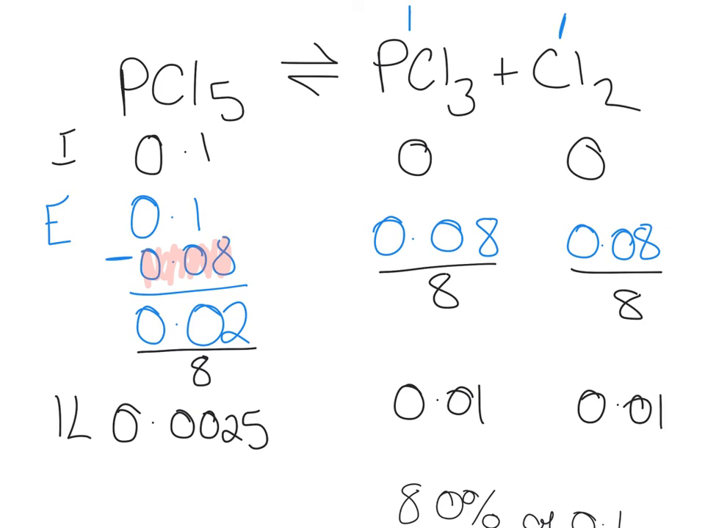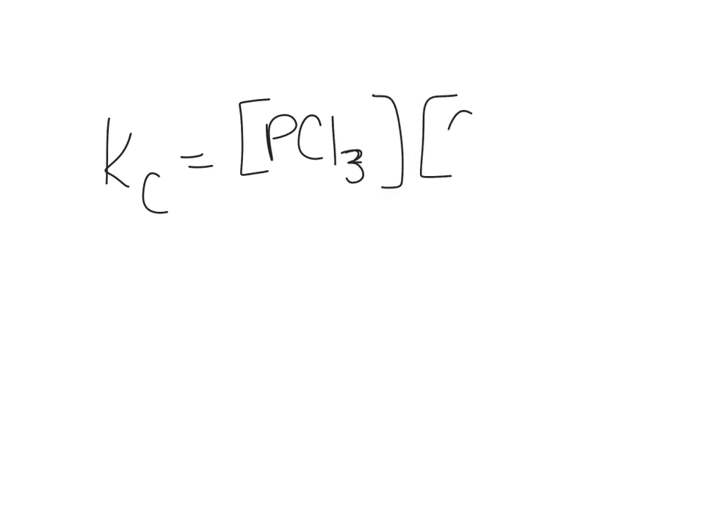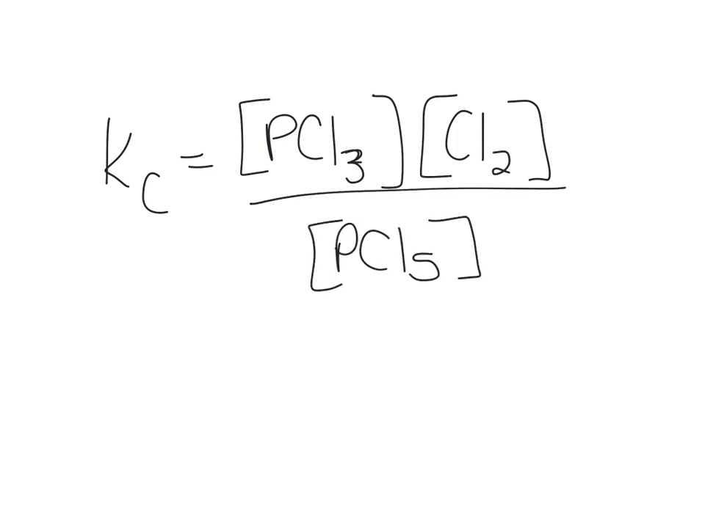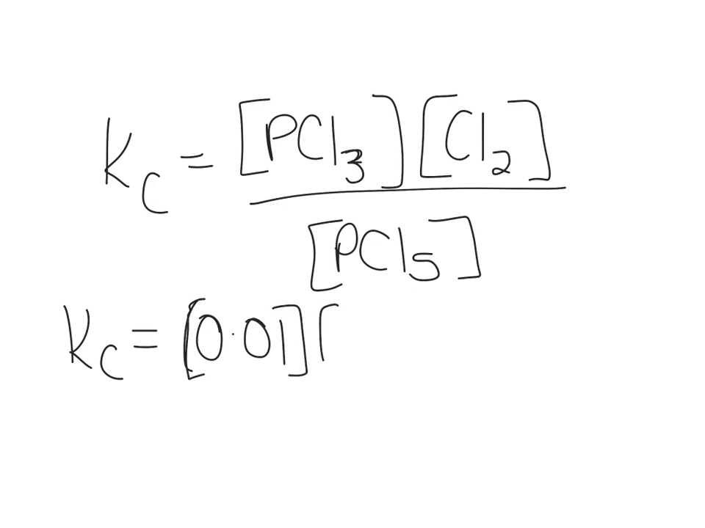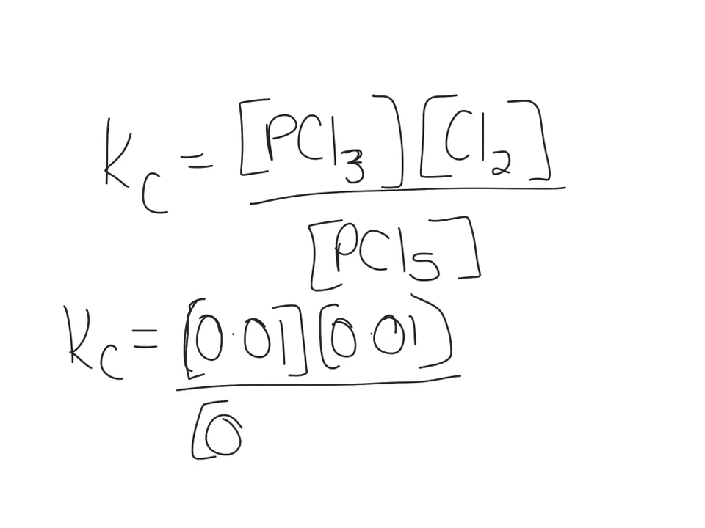Now, finally, we can add this into our Kc equation. So Kc is equal to PCl3 and my chlorine gas all over my phosphorus pentachloride, PCl5. And now we can substitute our figures in. So Kc is equal to 0.01 multiplied by my 0.01 all over 0.0025. And when I put that into my calculator, I get a value of Kc of 0.04.